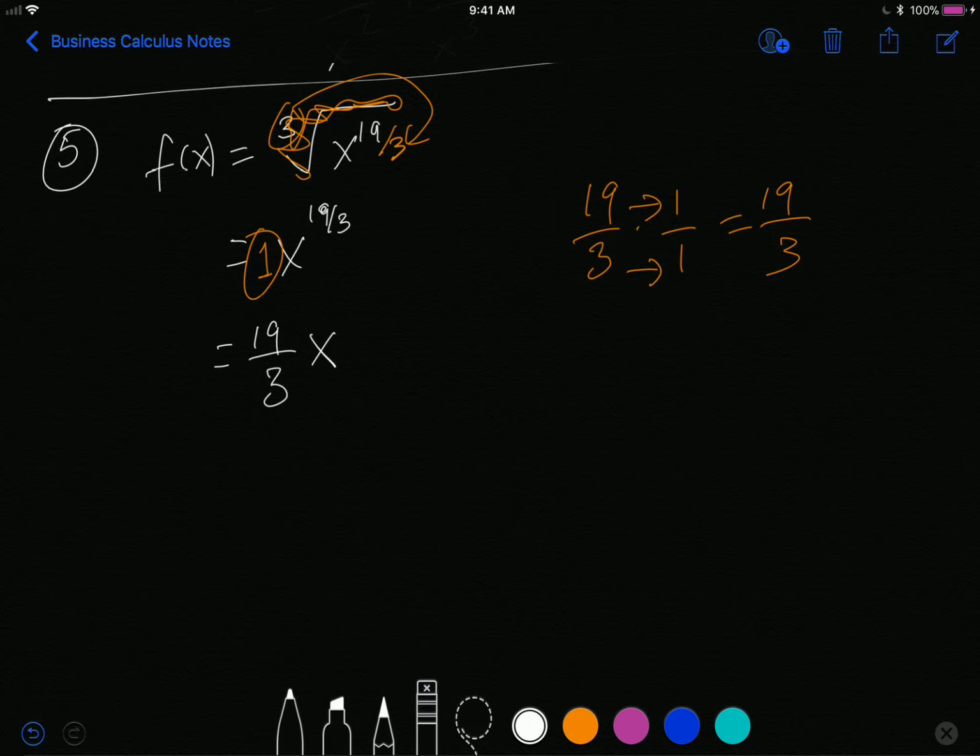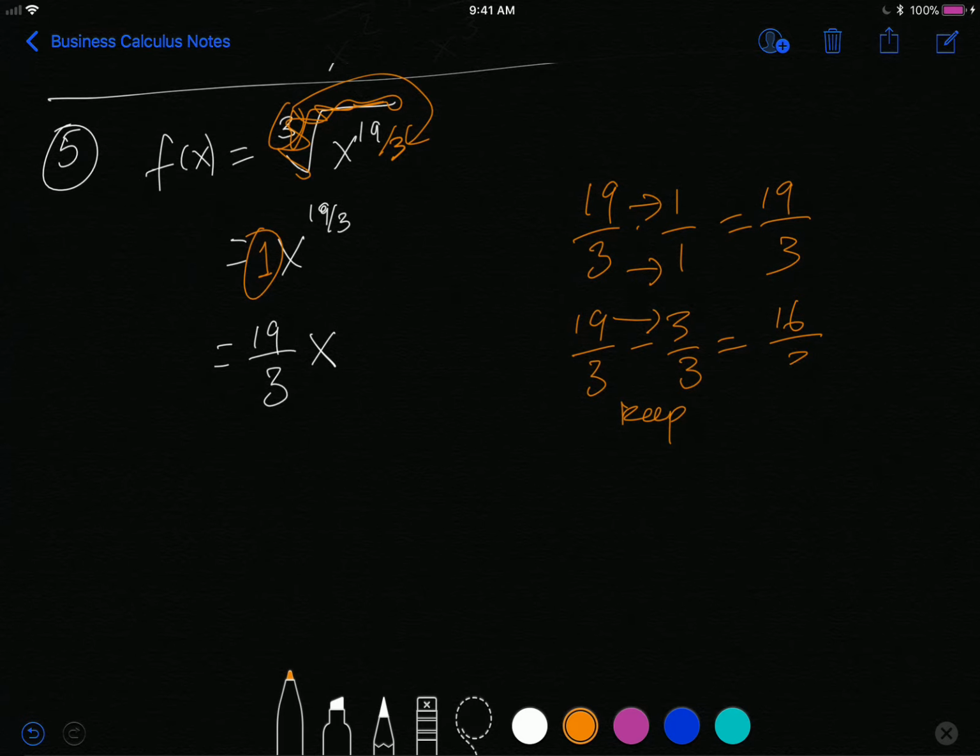And so I have to take the 19 over 3 and subtract 1. Well, instead of subtracting 1, I see my denominator is 3, and so I'm just going to subtract 3 over 3, because 3 over 3 simplifies to 1. So I am still subtracting 1. 19 minus 3 is 16. And of course you keep the denominator, and so my new power will be 16 over 3.